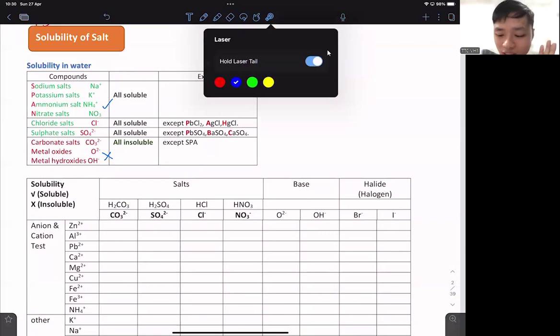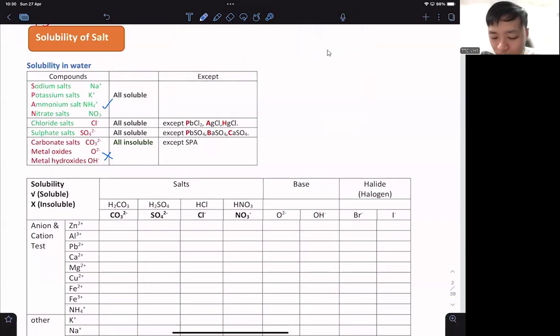Then the Cl-, mostly soluble, except these three: PbCl2, the lead(II) chloride, silver chloride, and mercury chloride. Remember this one; this is the way I memorize it. These three cannot dissolve, so better remember.